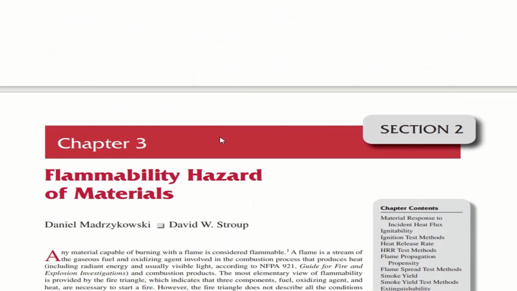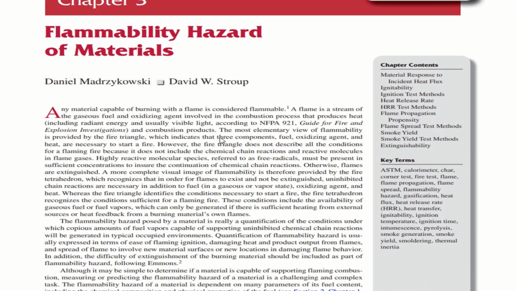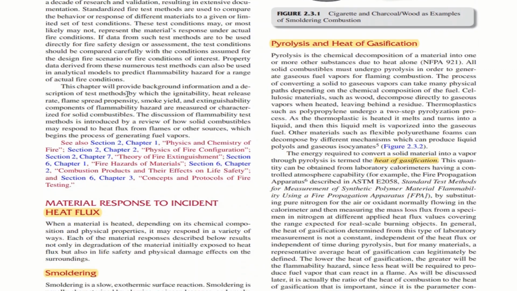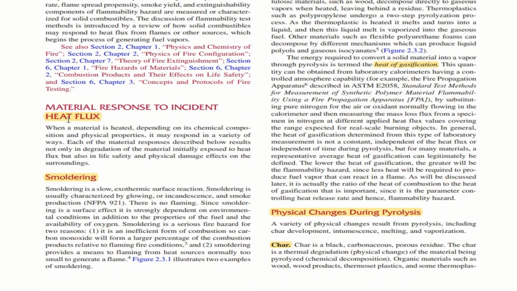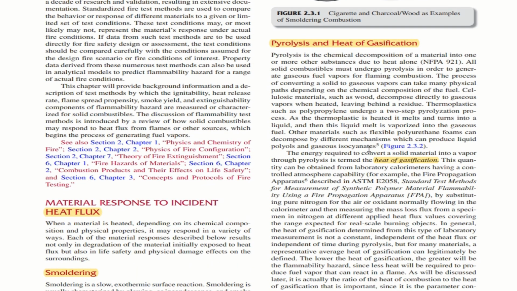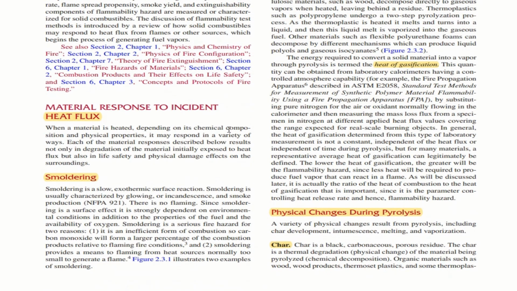So now we'll move ahead with chapter 3, flammability hazard of materials. We have different topics covered here, like HRR test methods, heat release rate. These are the two most important topics in this particular chapter. So you just go through the definitions of heat flux, what does it mean, smoldering, pyrolysis, and heat of gasification. We already checked the heat of gasification. Here also we have the definition. The energy required to convert a solid material into a vapor through pyrolysis is termed as the heat of gasification.